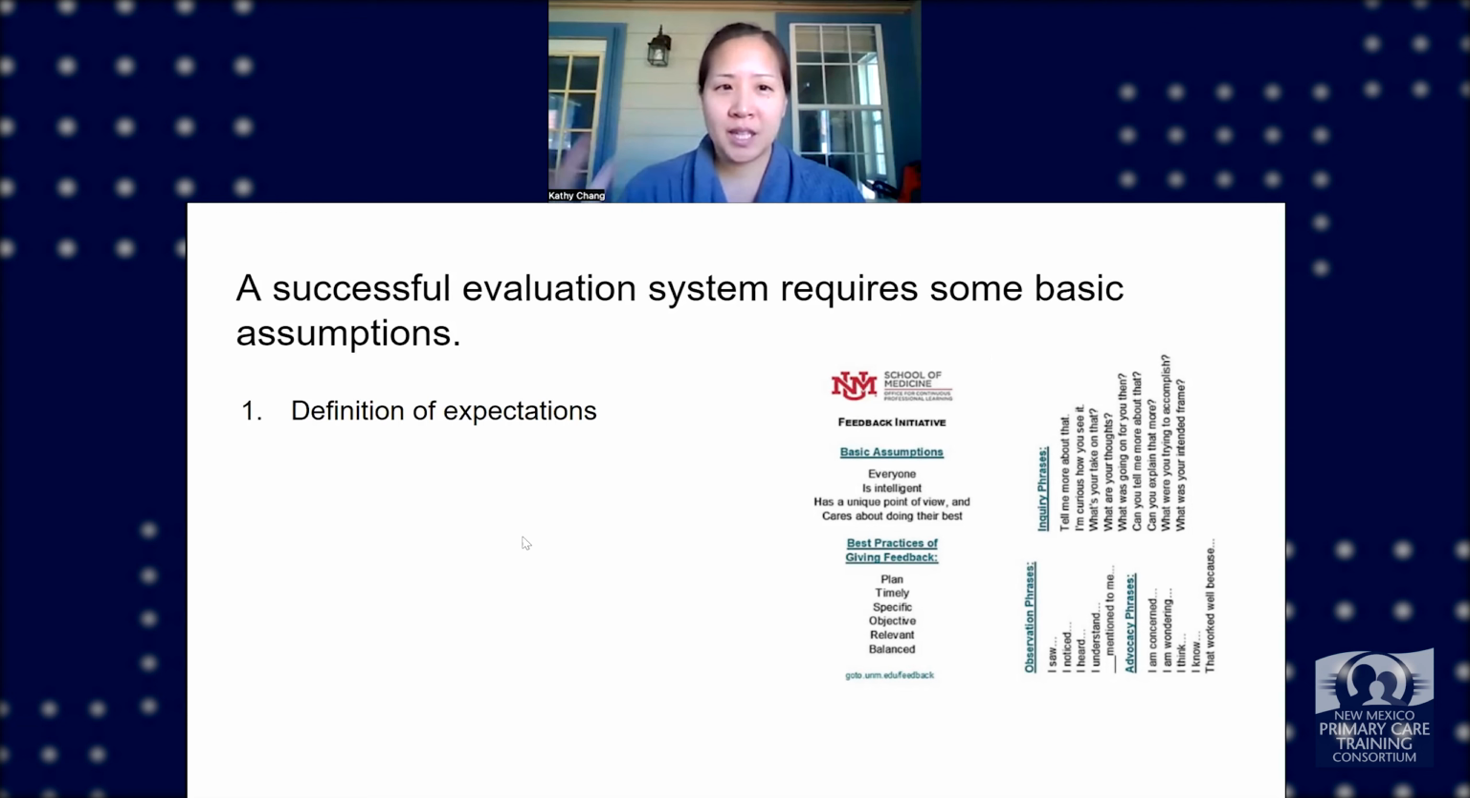So related to evaluation, though, you have to have defined expectations. You can't start evaluating somebody if they never knew what you were evaluating them on. And then, Dr.